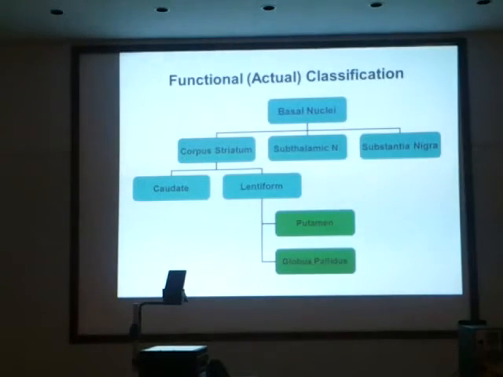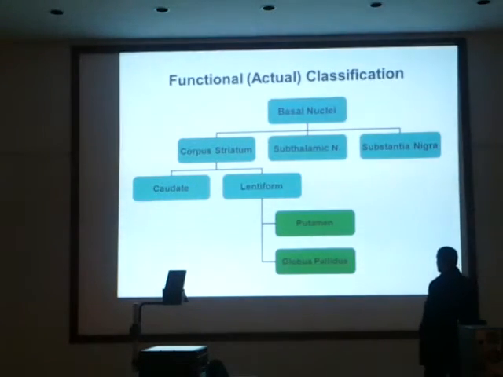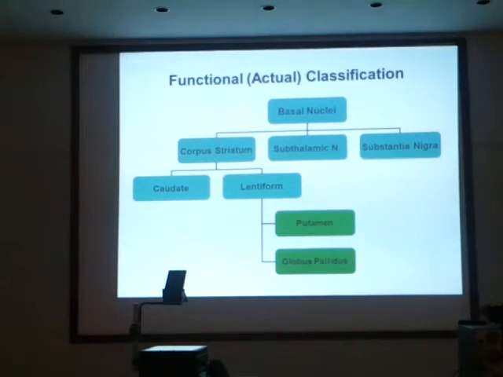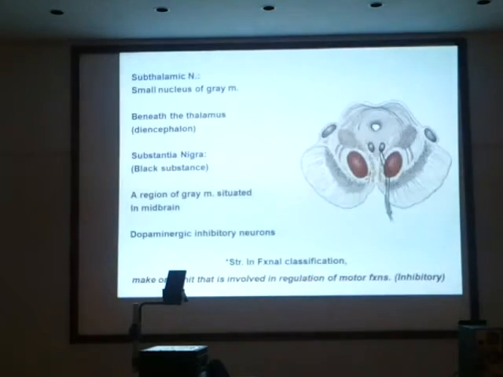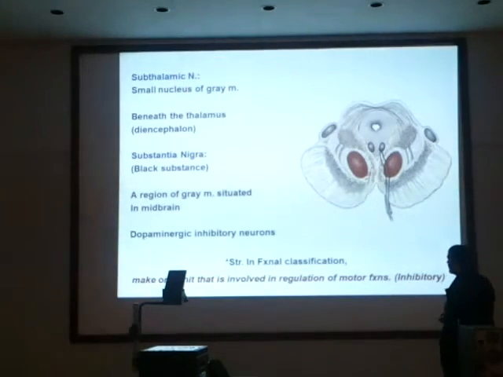The functional classification now. They found that actually the basal nuclei will include the corpus striatum, the subthalamic nuclei, those are two small nuclei located below the thalamus, and the substantia nigra, the black substance. Where is the substantia nigra? In the midbrain. I forgot to bring you an image for the subthalamic nuclei. Sorry. Subthalamic nuclei are small nuclei of gray matter beneath the thalamus. They are located in the diencephalon.